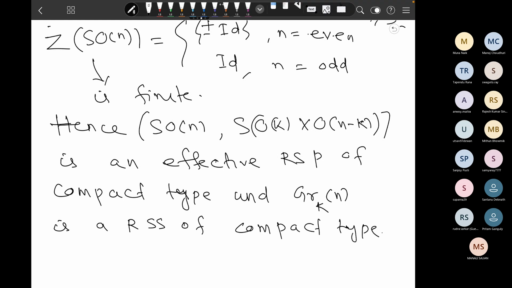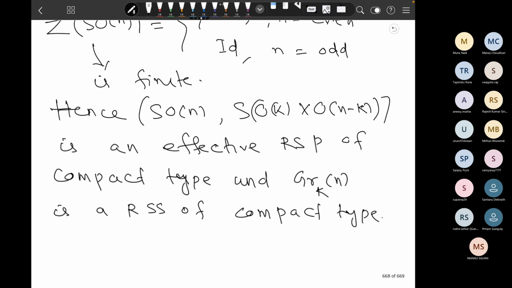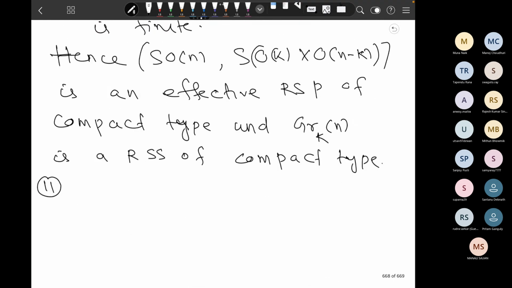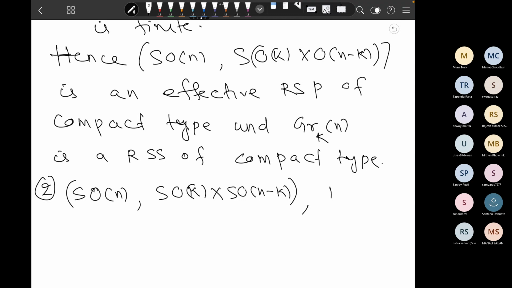So you have to take this restriction 1 ≤ K < N and N ≥ 3. For N = 2, this Z of SO(2) is whole SO(2). Therefore, you have this restriction. And the second thing, I have told. So let us write this. This is SO(N), really SO(K) × SO(N−K), and we have the same restriction 1 ≤ K < N and N ≥ 3.